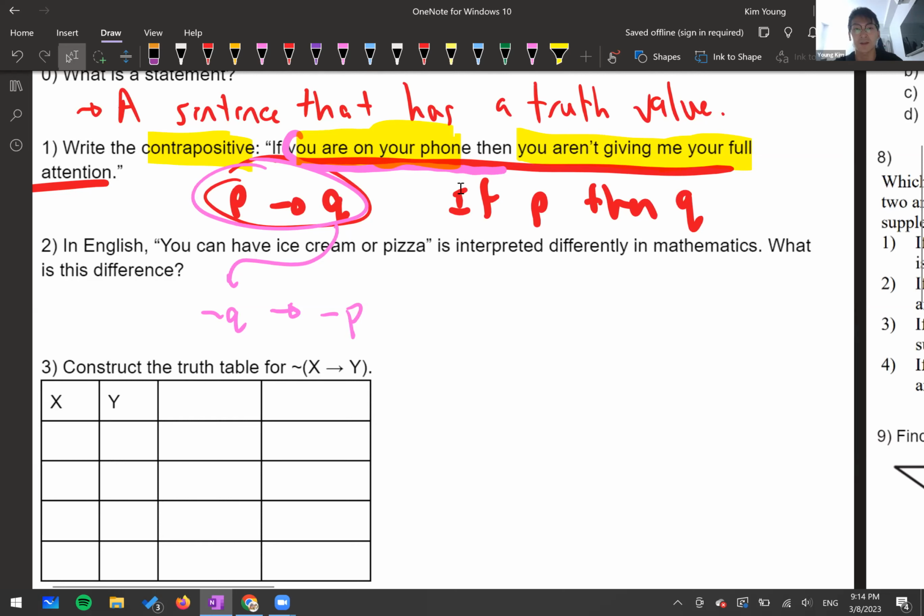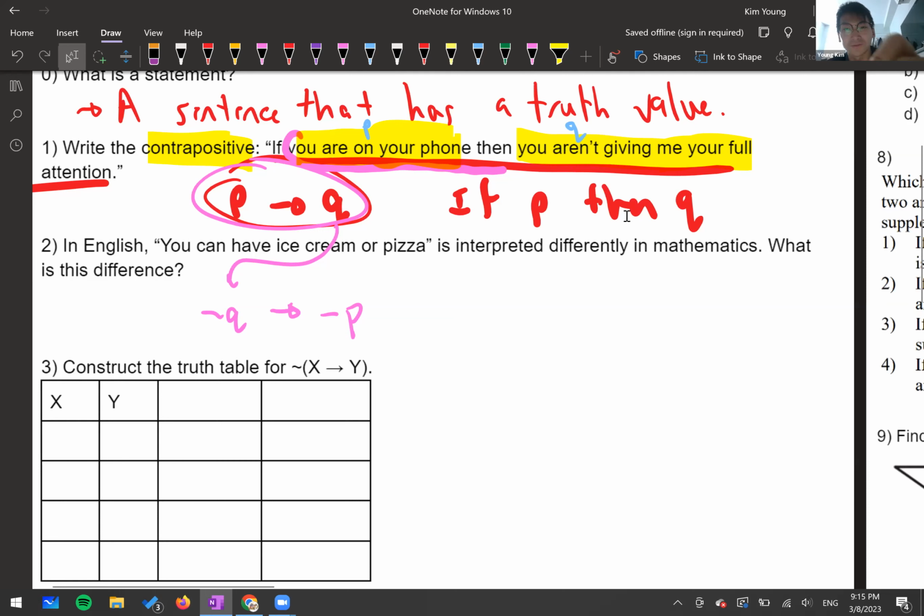Usually in these types of questions, you're just trying to identify the if and then, and then you can find the P and the Q. If this is P, you are on your phone, then not P would be you are not on your phone. And similarly, if you aren't giving me your full attention is Q, then not Q would be it's not true that you aren't giving me your full attention. Or you could just say it means that you are giving me your full attention. Hopefully that made sense.